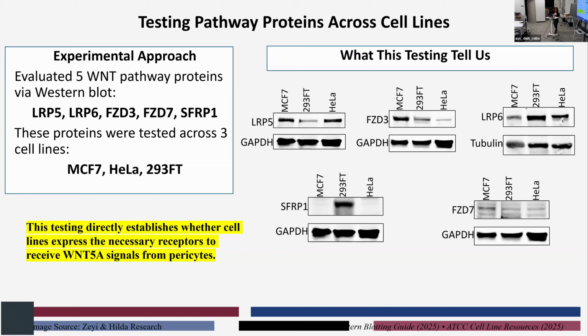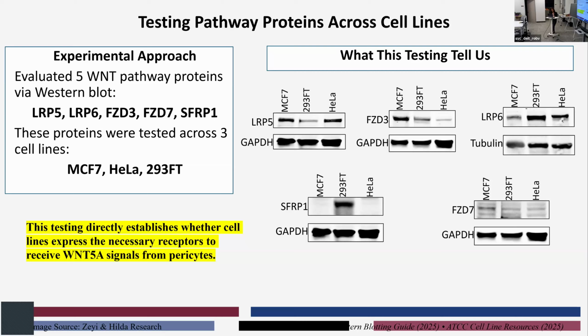One thing my mentor emphasized was that before studying how cells communicate, we first need to know whether the necessary proteins are actually present. So if a receptor isn't expressed by a cell, then the cell can't receive the Wnt5A signal. And that's why this step is important in establishing a baseline for the future experiments.